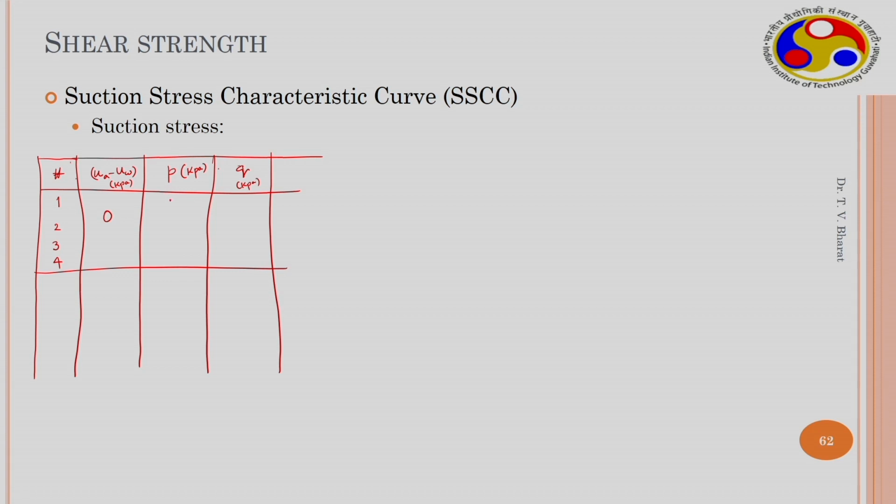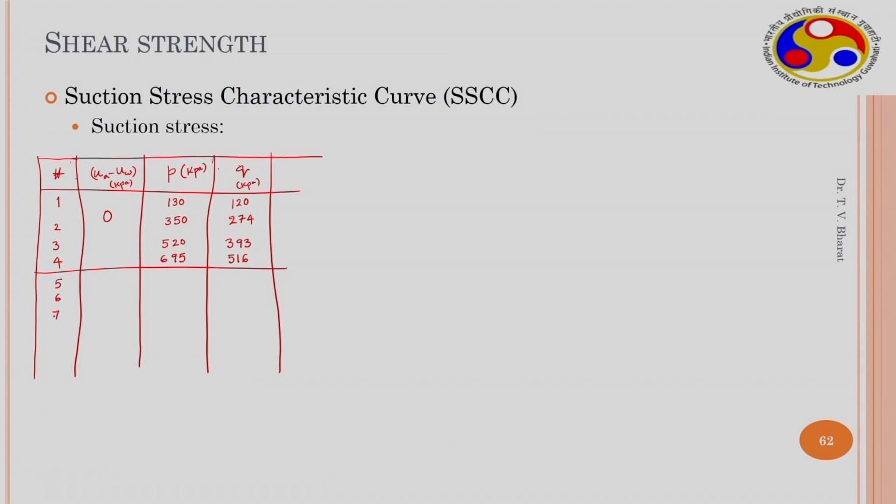The p values varied 130, 350, 520 and 695. In this manner they varied under 0 matrix suction or saturated condition, and when the net normal stress varies in this manner, then the Q value varies as 120, 274, 393 and 516.